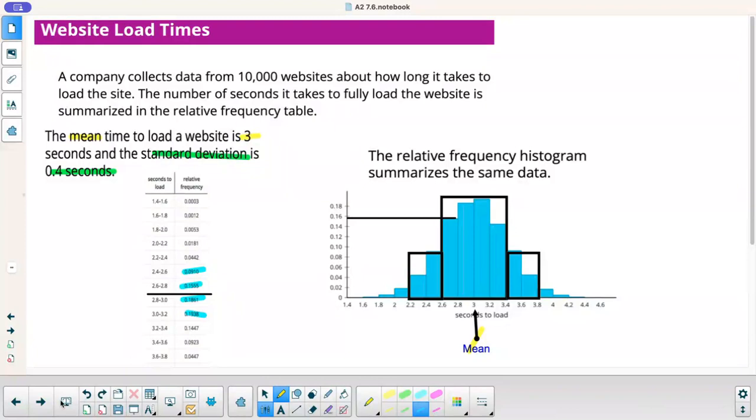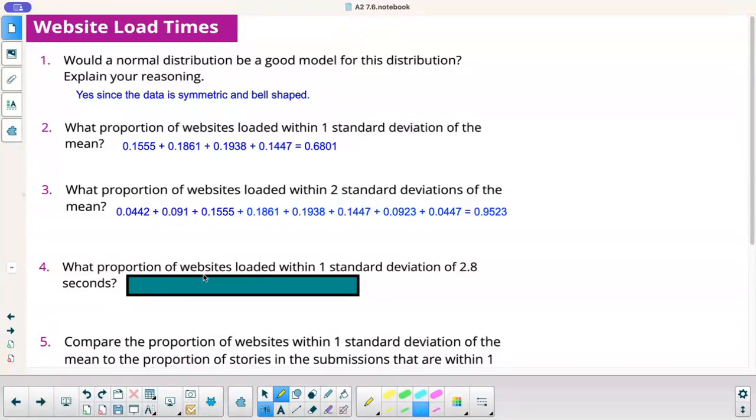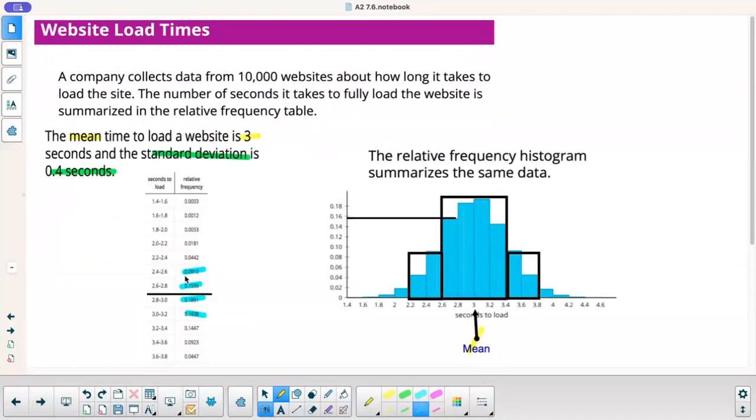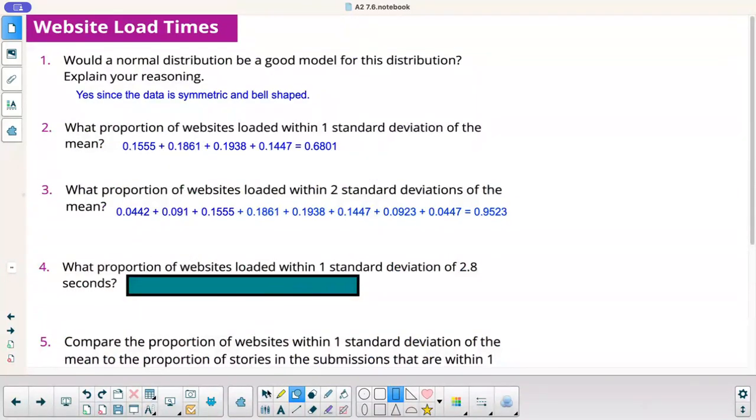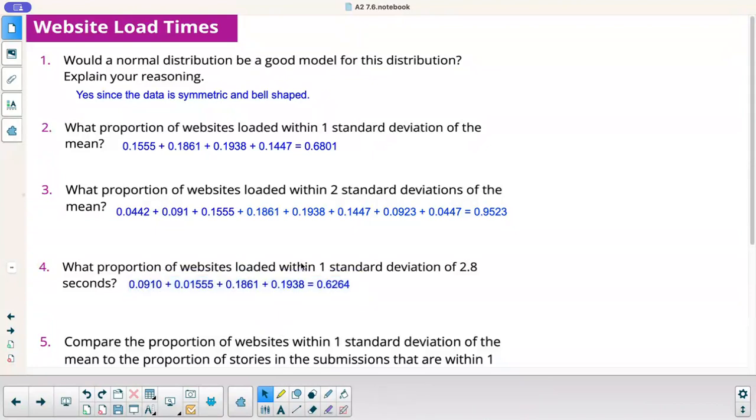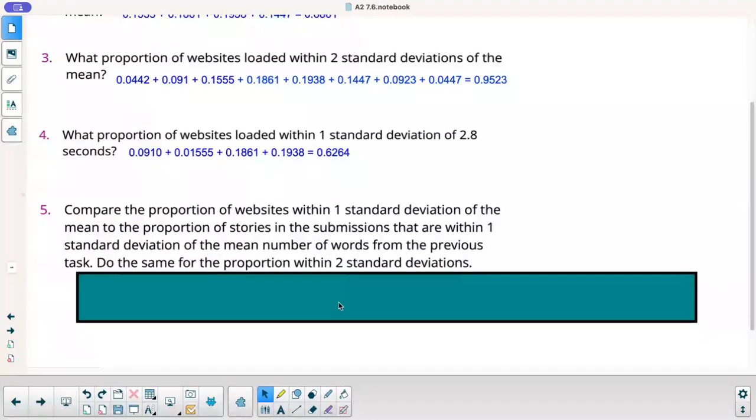Wait, hold on. Let me go back and let me read that. What portion of websites are within one standard deviation of 2.8? Yeah, so that takes me to 2.4. There we go. So one standard deviation each way would be these numbers plus these numbers. So add up those 4, and what do I get? I get 0.6264. All right, number 5.